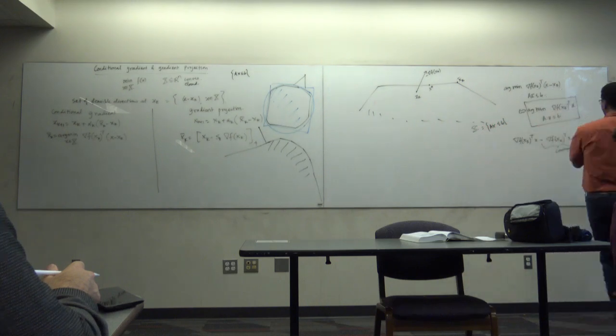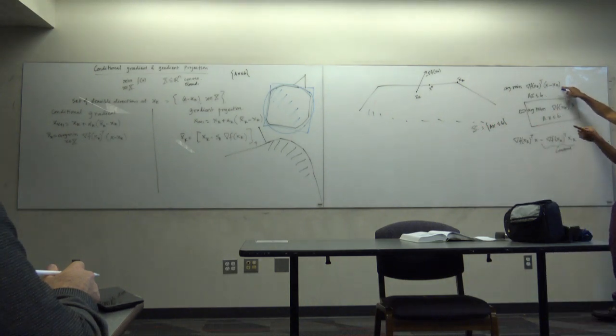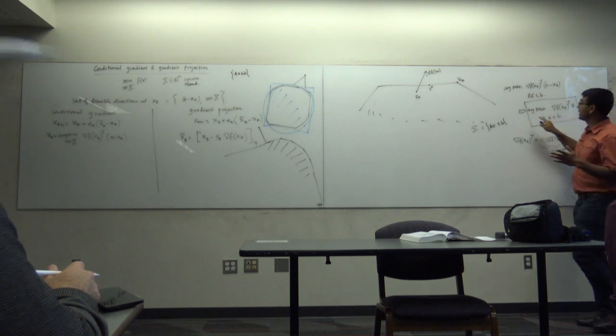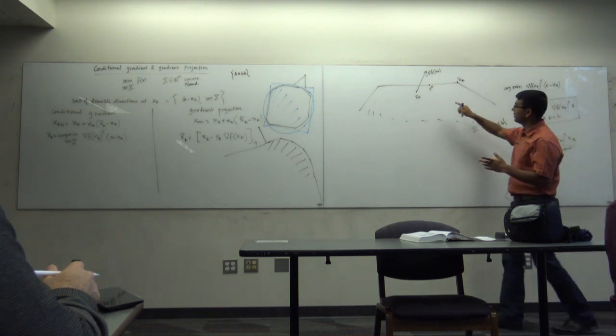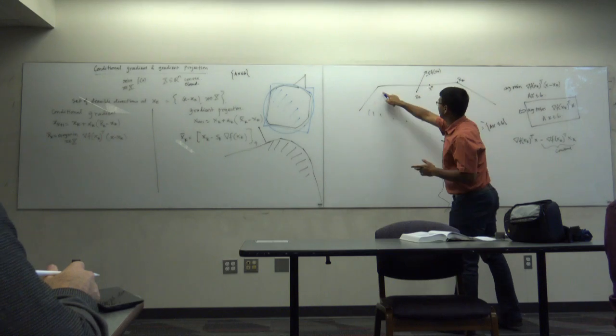So let's go back again. This is the problem I need to solve in order to find x bar k. I know that this problem is equivalent to this problem as far as the argmin is concerned. And this problem is exactly a linear program. From the property of linear programs and the solvers, I know that the solution that I'm going to get will be one of these two corners.